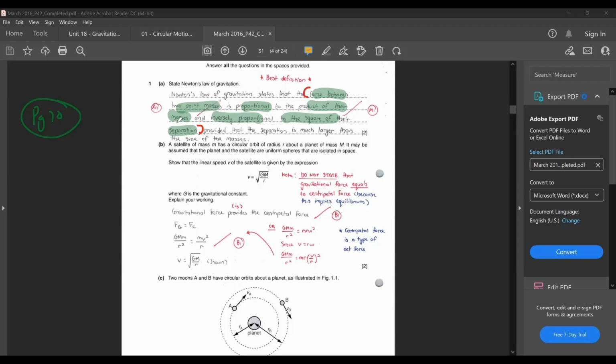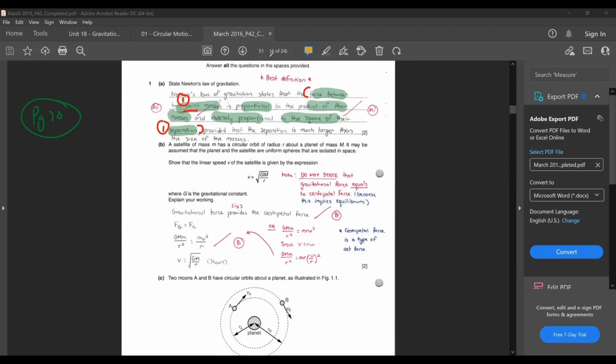Just make sure you say force between 2 point masses is directly proportional to the product of the masses and inversely proportional to the square of the separation. Mentioning point mass is 1 mark. Mentioning proportional to product of mass and inversely proportional to square of separation is your other mark. So this one should be quite straightforward. Now have a look at part B.